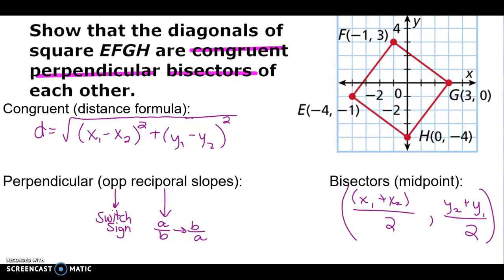Okay, so take a little bit of time and see if you can prove this is a square by doing those 3 things. And they're all based on the diagonals, right? So the diagonal going from E to G, and the diagonal going from F to H. That's what you're using for all 3 of these scenarios. Okay? Alright, so what did you get for the distance of EG?